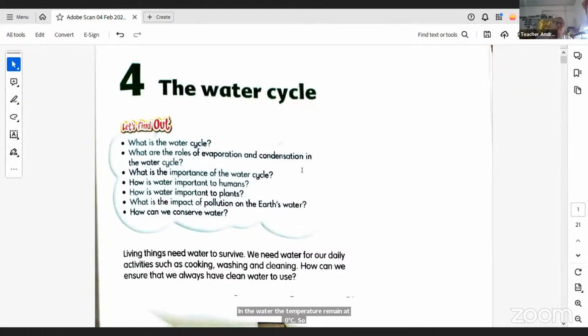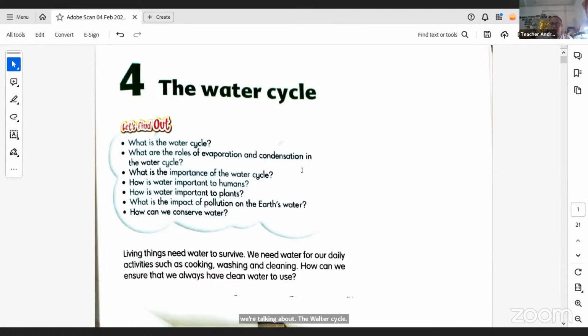So we know the processes called melting and freezing. We have evaporation from liquid to gas. We have condensation from gas to liquid. So after knowing all these things from last week, this week we are going to talk about the water cycle.